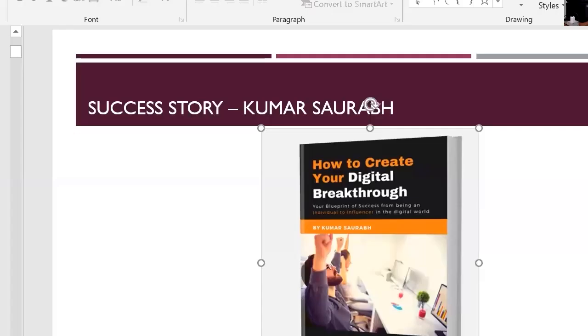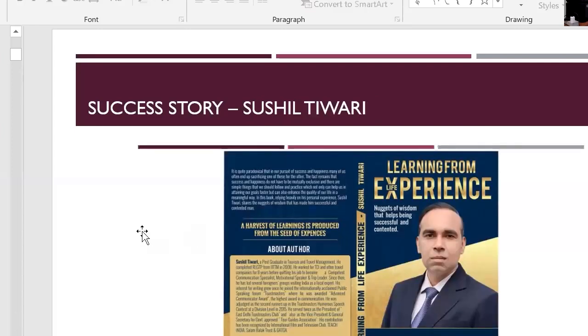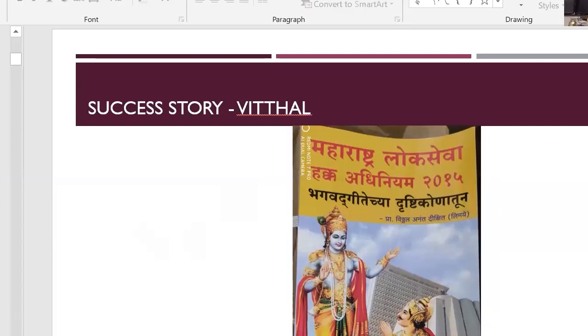Then we have another success story here. Sushil Tiwari is not here. He was part of the second batch. He finished his book. He sent me this picture. Vittal is here. Vittal, he's written the book in Marathi. You share your experience quickly. Now quickly we have to come to our main.